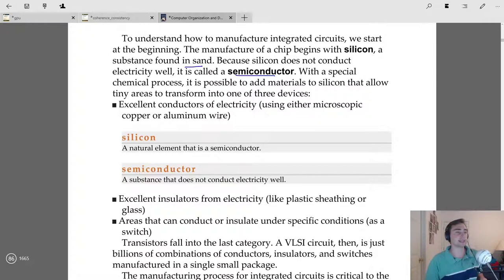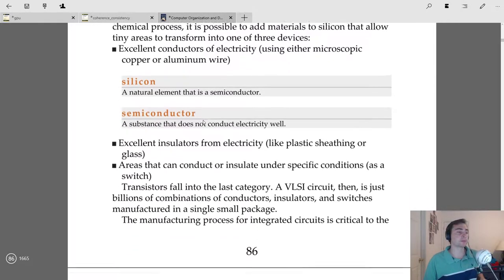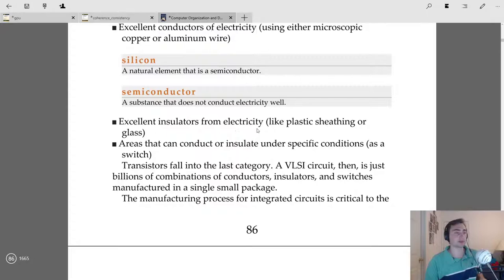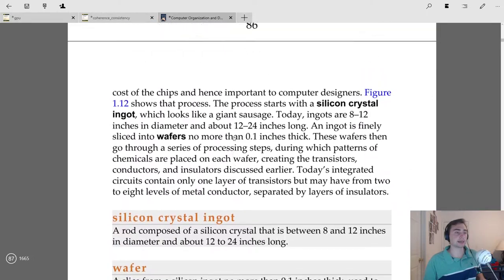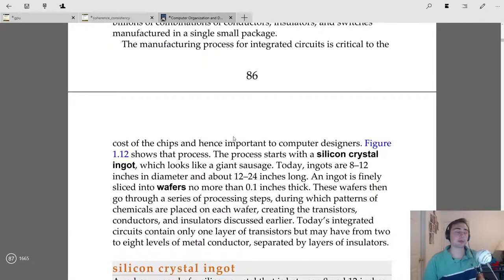The three devices are going to be conductors, using either microscopic copper or aluminum wire. We can turn them into insulators from electricity. We can turn them into areas that can conduct or insulate under specific conditions. So basically a switch, right? They're controlled areas. Transistors fall into the last category. We care about things that can conduct or insulate depending on a certain condition, because we care about switches. So we make things out of switches.